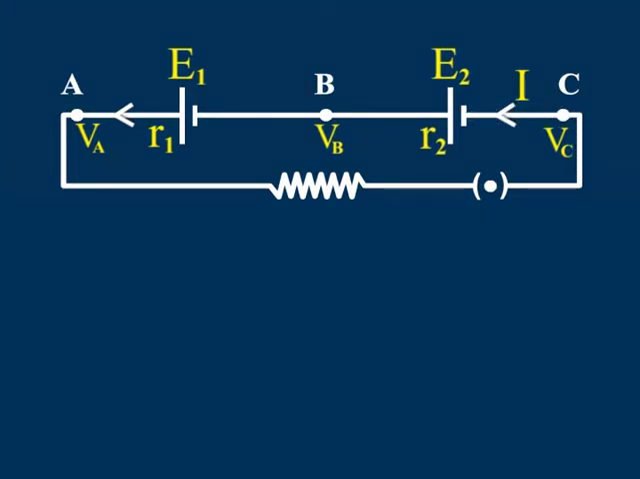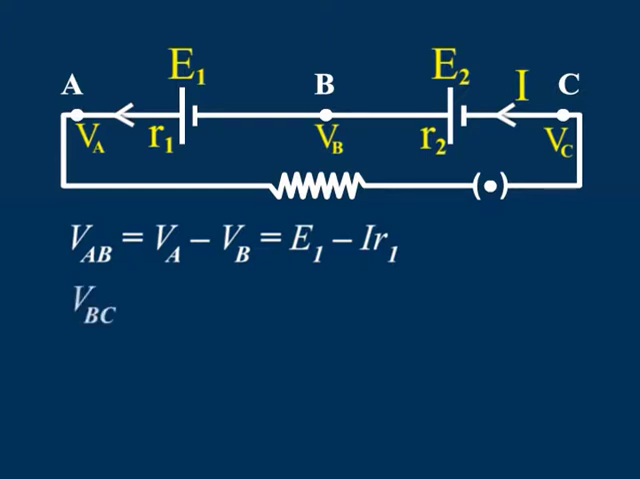Then, the potential difference between positive and negative terminals of the first cell is VAB equal to VA minus VB, which is also equal to E1 minus IR1. Potential difference between positive and negative terminals of the second cell is VBC equal to VB minus VC, which is also equal to E2 minus IR2.